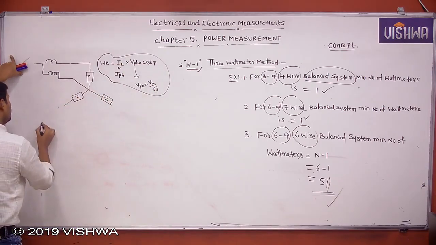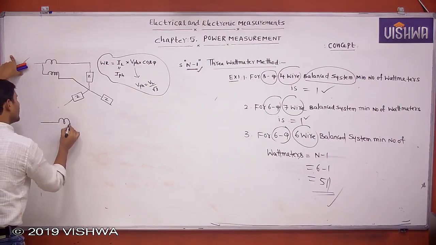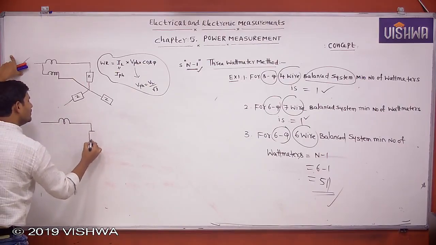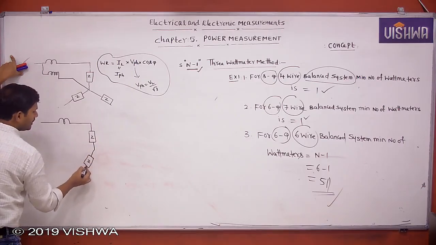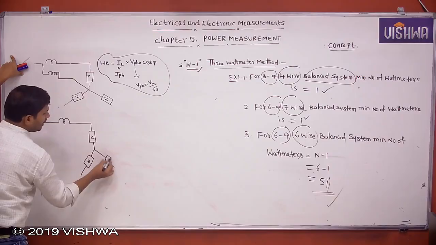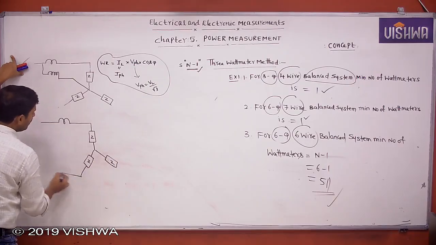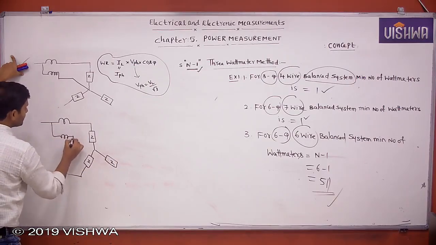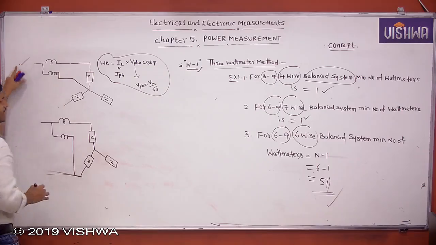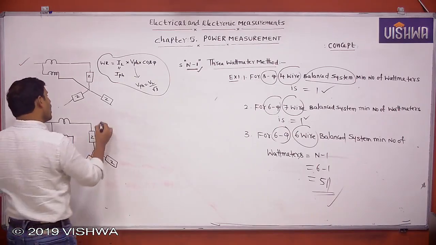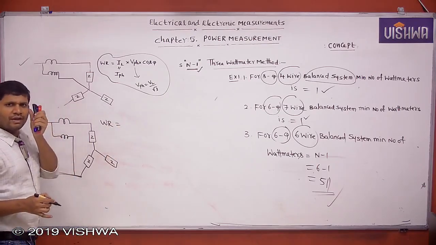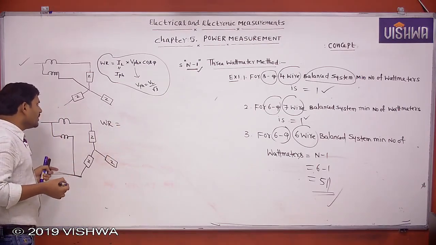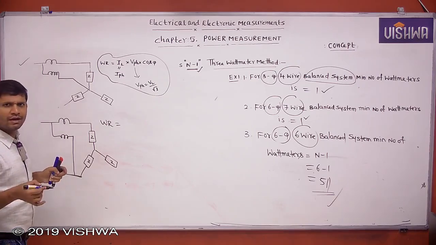For example, if a wattmeter connection is given like this, this is Z, there is some load. Let us assume that this is some load. I am taking it star connected. This is Z, and this also Z. Now the pressure coil is connected like this. In this case, how to calculate the wattmeter reading? The wattmeter reading is pressure coil reading into current coil reading into power factor.